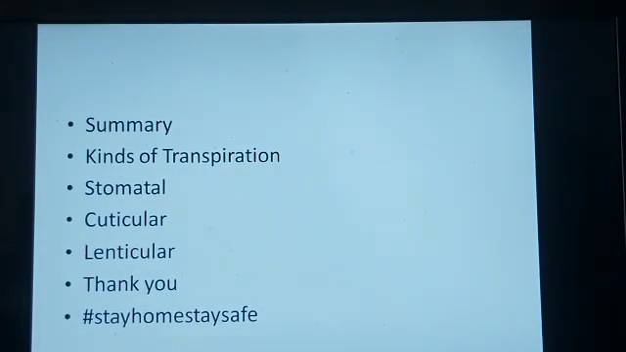Let us summarize quickly. In this class, we have seen kinds of transpiration, that is cuticular, lenticular, as well as stomatal transpiration, and also we have seen an experiment which proves that the lower surface of the leaf has more stomata than the upper surface.